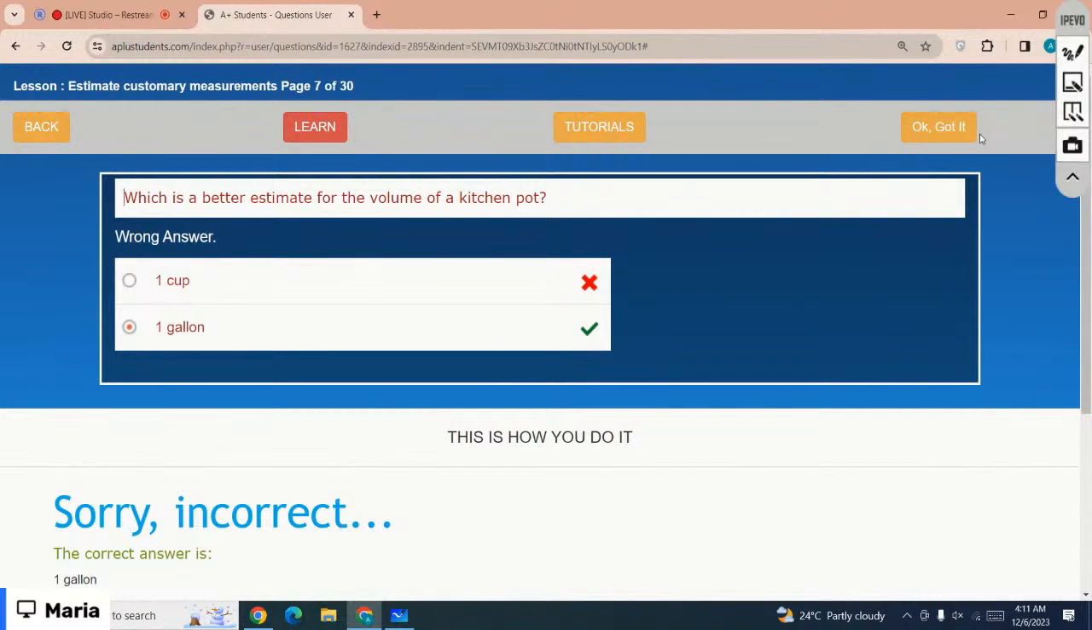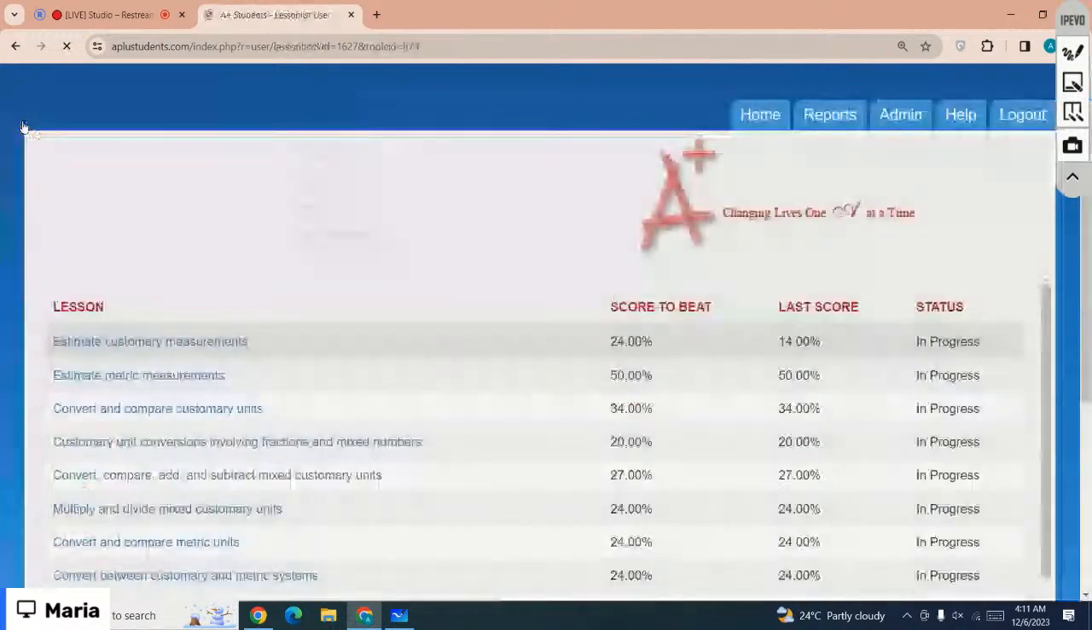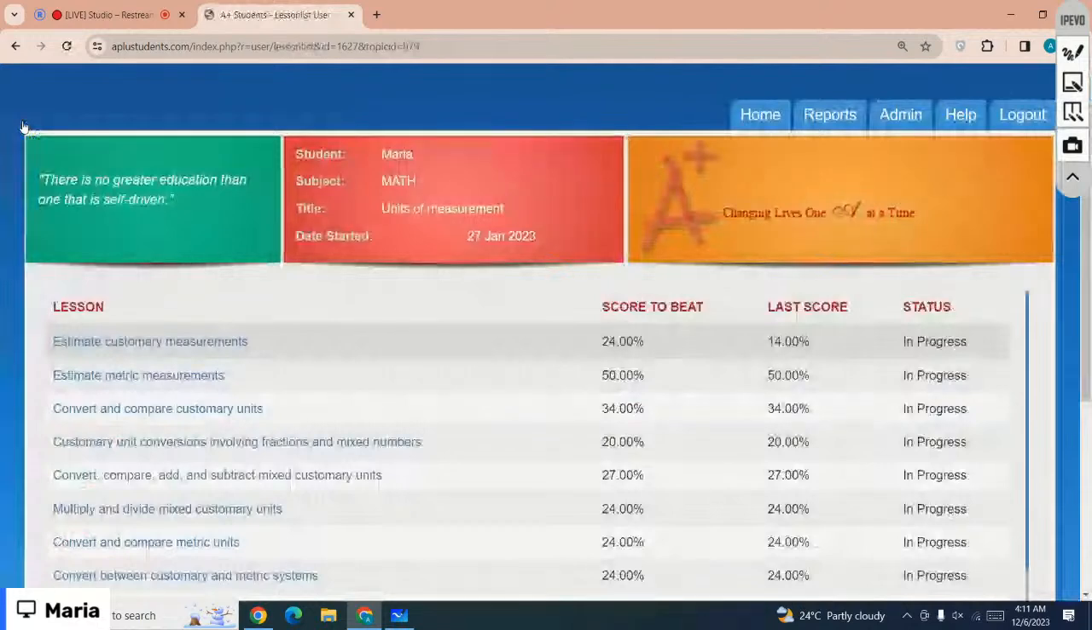Okay, got it. Okay, you can complete the lesson by yourself later today. Let's just move on to the next lesson. The next lesson is estimate metric measurements. Let's just start with the next lesson, that is estimate metric measurements.